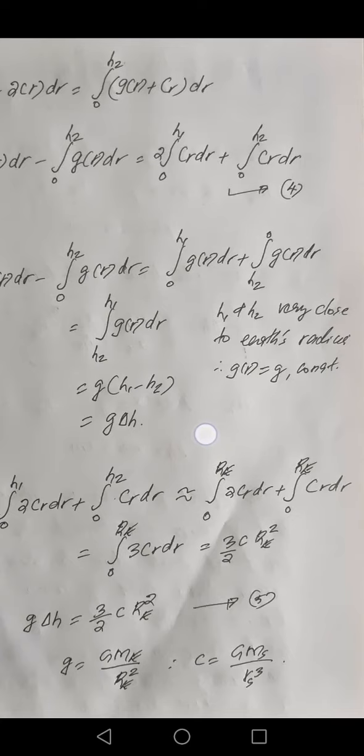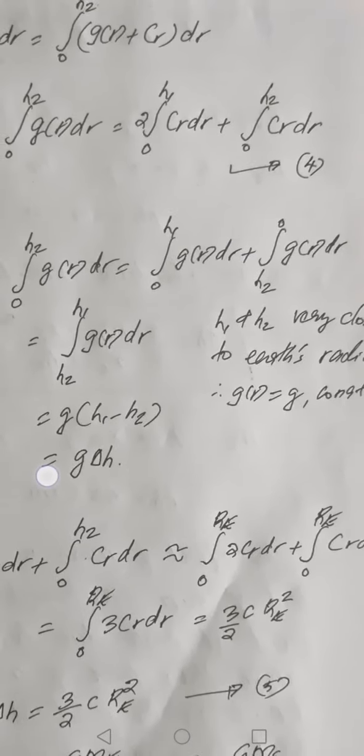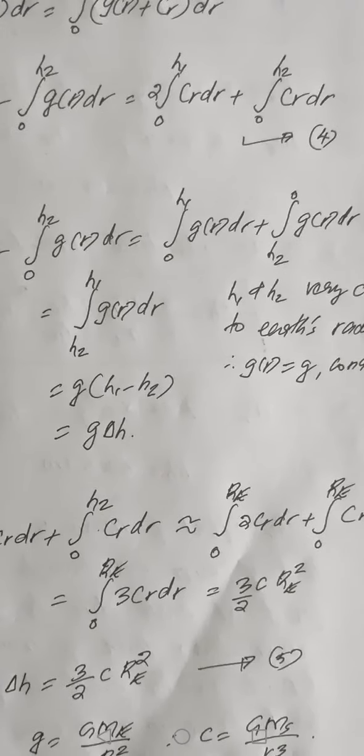Here you know h1 and h2 are very close to the radius of earth. So I can take g of r as almost constant, equal to g, and take it outside. So it is g into integral h2 to h1 dr, that is g into h1 minus h2. h1 minus h2 is delta h, the small height difference in water level. So g into delta h is the LHS.